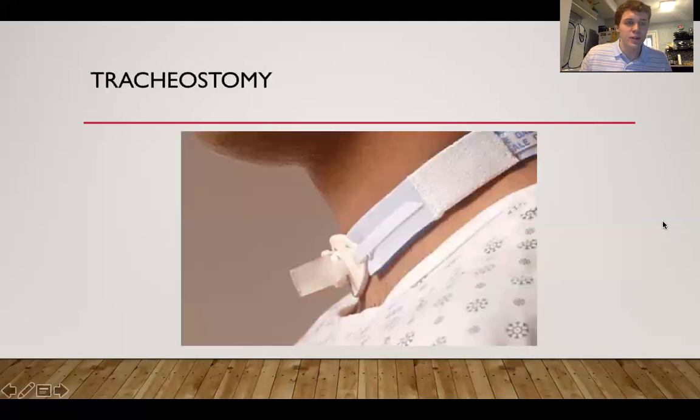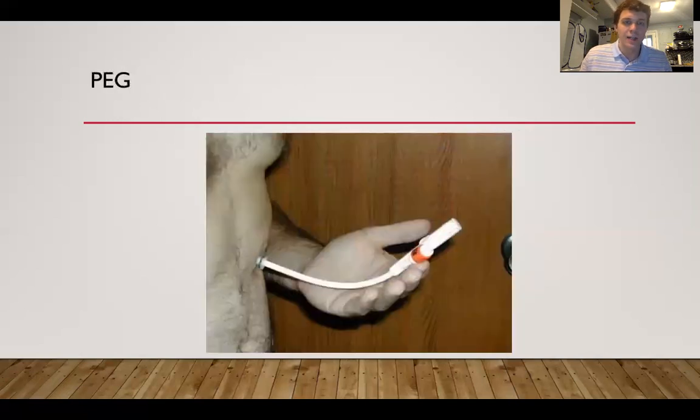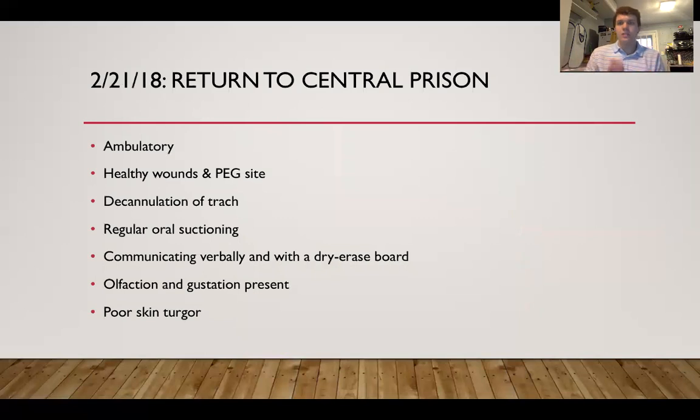In addition, he was given a tracheostomy. It has since been decannulated before he came back to Central Prison, but he got a trach, and he also received a PEG because he's not going to be able to eat for a little bit of time here. So he returned to Central Prison 13 days after surgery, 2 weeks.